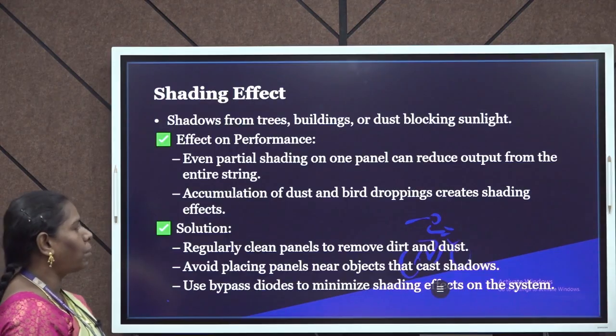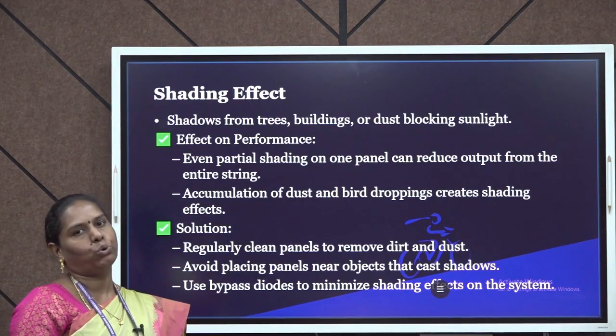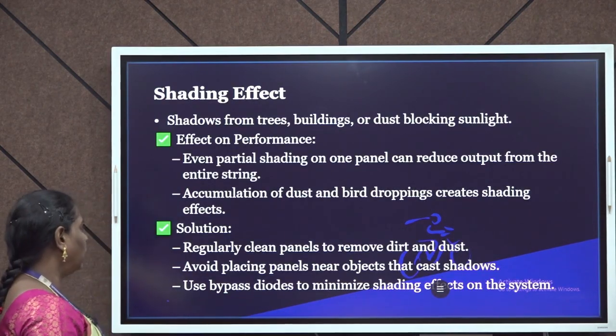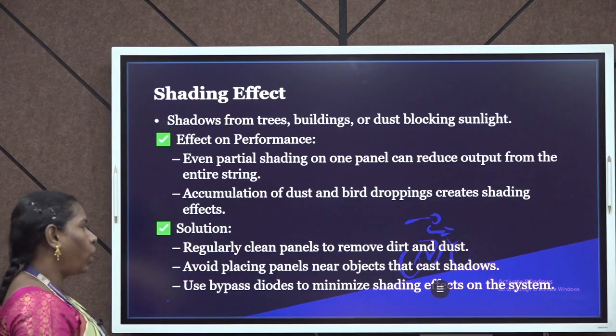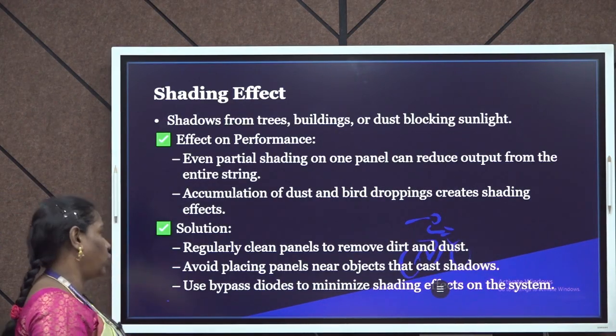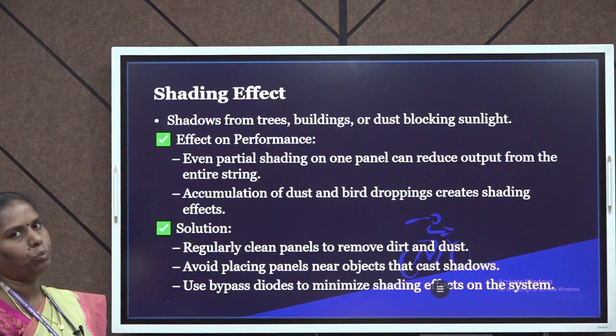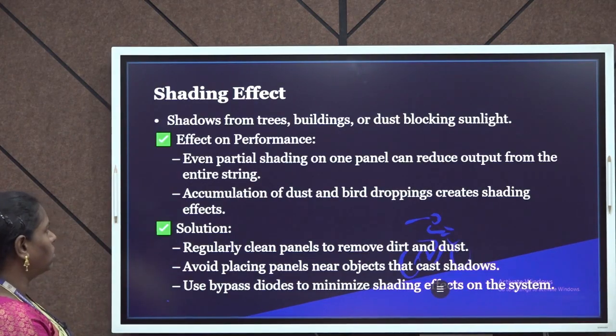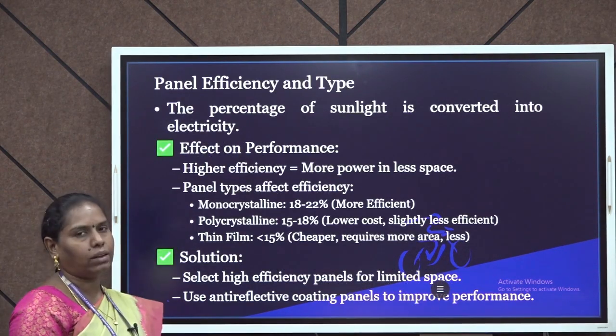For that, we can clean the panels often to remove the dust and dirt particles, avoid placing the panels near objects that cast shadows, and use a bypass diode to minimize the shading effects on the system. Next one is panel efficiency.